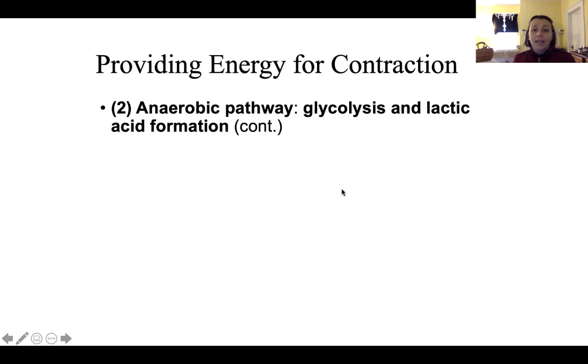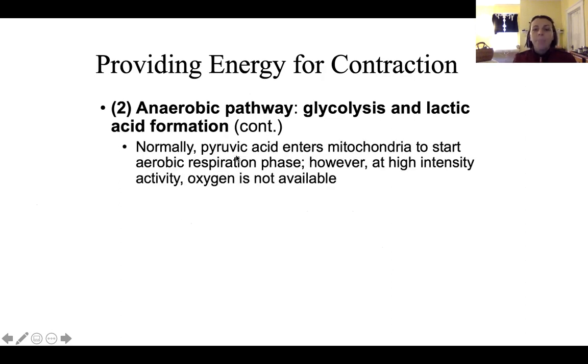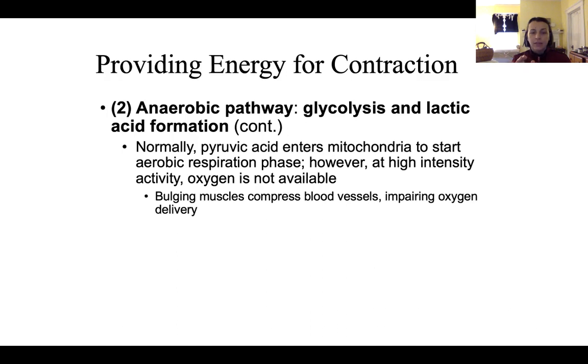So what about lactic acid formation? This is what happens. The pyruvic acid, after the chemical reaction happens, enters the mitochondria. There's an aerobic respiration phase within the mitochondria. However, in high intensity activity, the oxygen is not available there, right? It's not that it's being used, it's that because of the high intensity, the blood flow is decreased to that area momentarily, right? The blood flows out and away from the cell, and then it's not able to deliver oxygen in those moments.